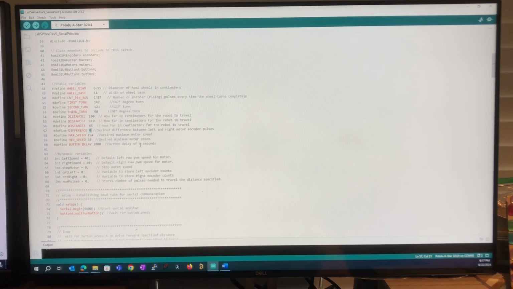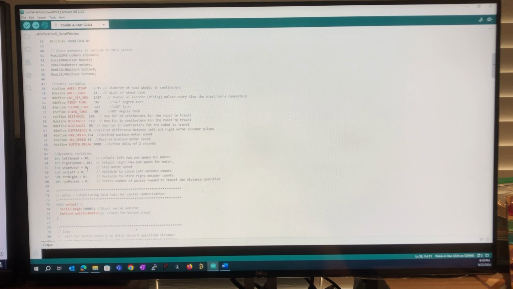Difference is something I set to 0. That was just a difference in pulse count between left and right. I probably don't need it for this, so I can take it out. But I set my max speed to 254 and have a minimum speed of 30. Basically my max speed is to prevent, especially when I'm incrementing and first starting out with the code, my motor from going way too fast and potentially damaging it. So I set a max speed of 254. And of course we have a button delay of 2 seconds.